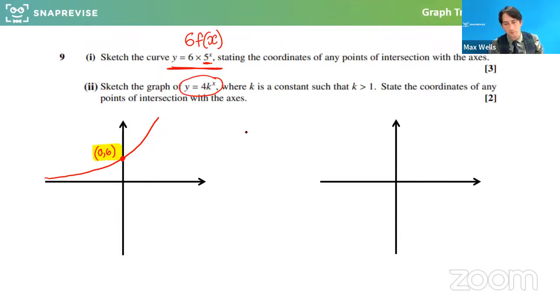I would argue they wouldn't be worth these kind of marks. This is effectively the same thing. K to the x is still that shape. So 4k to the x is effectively the same. It's asking us to do that.